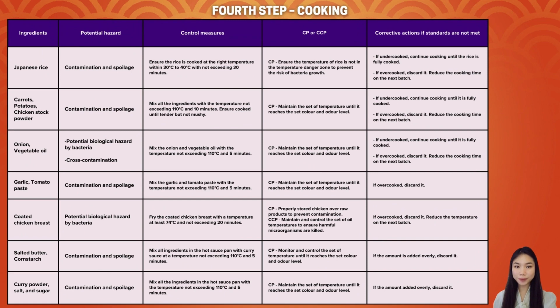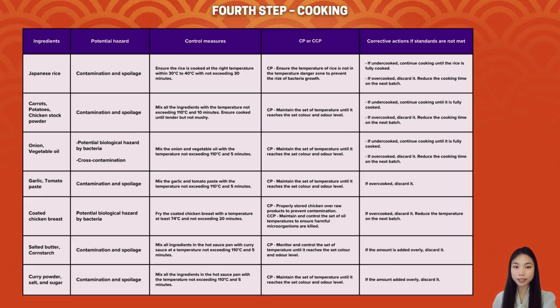For the cooking step, we need to ensure that all ingredients are safe without any contamination, spoilage, or cross-contamination, especially the chicken breasts, which have potential biological hazards from bacteria. For the control measure, we should follow the right temperature and cooking time. And for the control point and critical control point, the temperature setting needs to be moderate as well to control harmful microorganisms. If the ingredients are undercooked, we should continue the cooking time until it is fully cooked. But if it is overcooked, we should reduce the cooking time on the next batch or discard it directly.